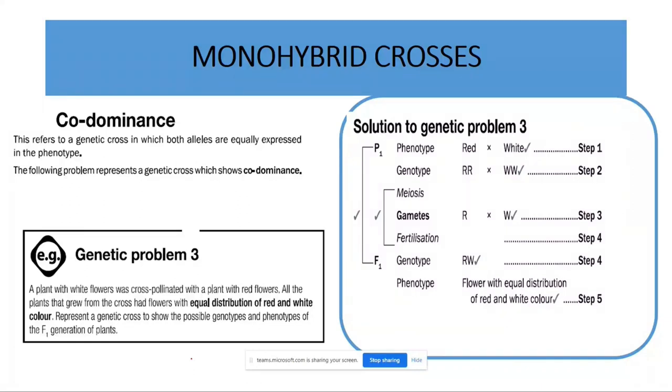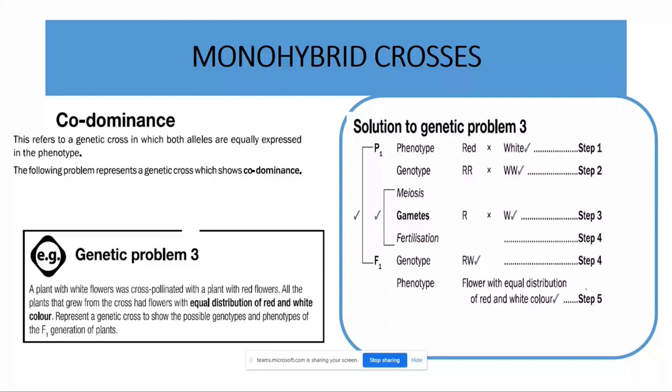And in your monohybrid cross, you get complete dominance, where one characteristic totally blocks or masks the other characteristic when in the heterozygous state. You get incomplete dominance when neither of the two characteristics is dominant, and you get an intermediate phenotype. And then you get codominance, where both characteristics are equally expressed in the phenotype. So both alleles, here I have red flowers and white flowers. Red, genotype RR, white, WW. So if those two are combined, I get a flower with red and white color.